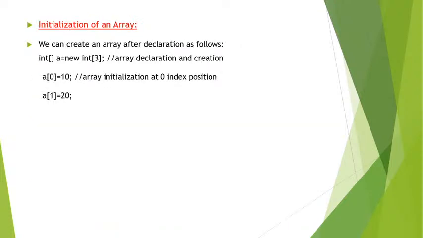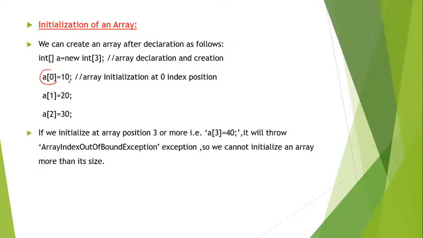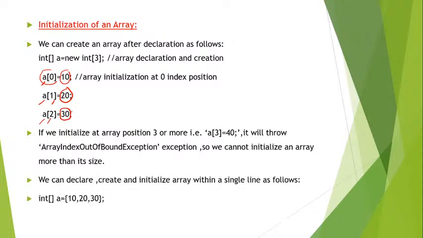Later you can initialize. How can we initialize? We already know that by using the index of this array we initialize the values 10, 20 and 30. At array index 0 we are storing 10, at index 1 we are storing 20, and at index 2 we are storing 30. Consider this is the size of our array. If you try to add 40 at index 4, it will throw the ArrayIndexOutOfBoundsException. This is the thing.